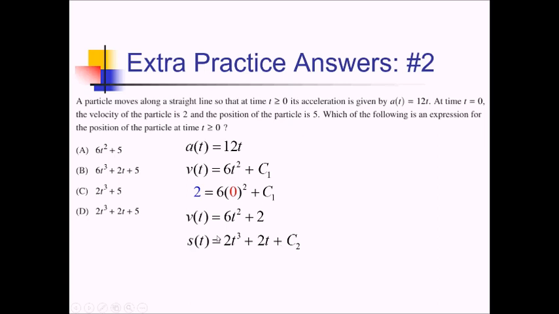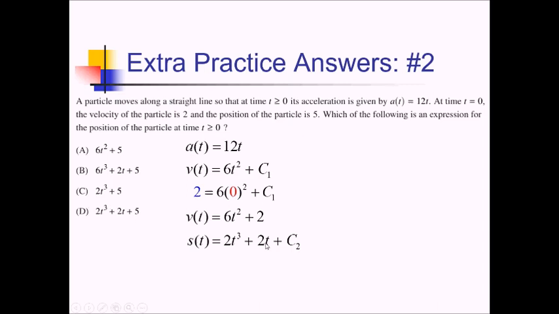Now, just looking at my answer choices, you can see we've already got 2t cubed plus 2t plus something. There's only one answer choice that matches that format. So it's a pretty sure bet that D is the answer choice.